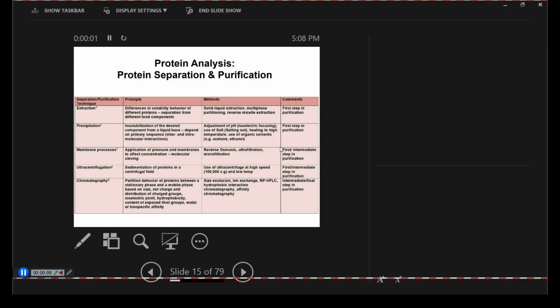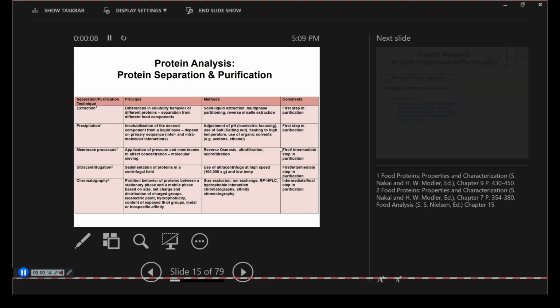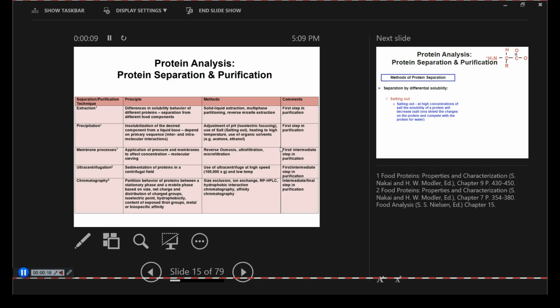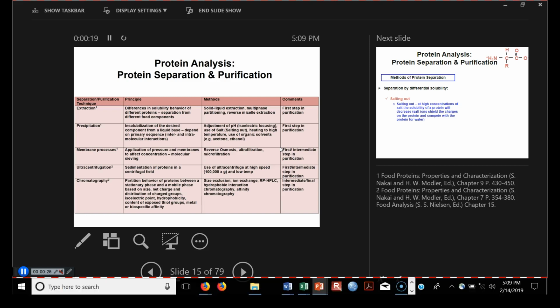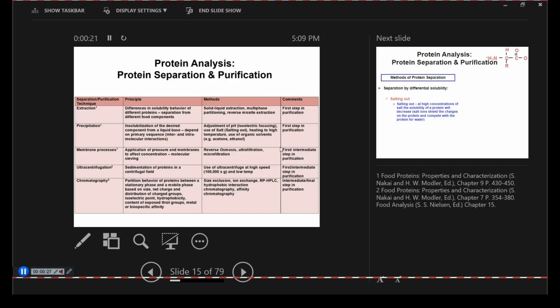Okay, so I think we were here yesterday, right? We were talking about different ways to separate and isolate proteins. So this is a summary table that would be good for you to review in terms of the principle of different techniques. But what I'll do is go over each one of them separately.